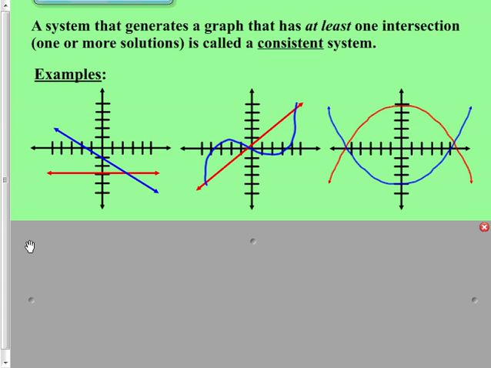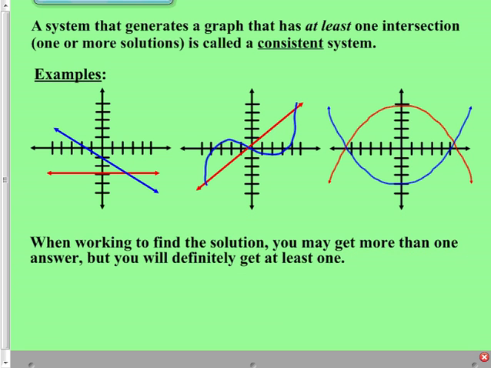I've thrown together some graphical examples of consistent systems. In the one on the left, we have two linear functions that intersect once. In the one in the middle, we have a linear function and a cubic function, and as you can see, they intersect 3 times. On the one on the right, we have two parabolas, one of them right side up, one of them upside down, and they intersect twice. These are all examples of consistent systems.